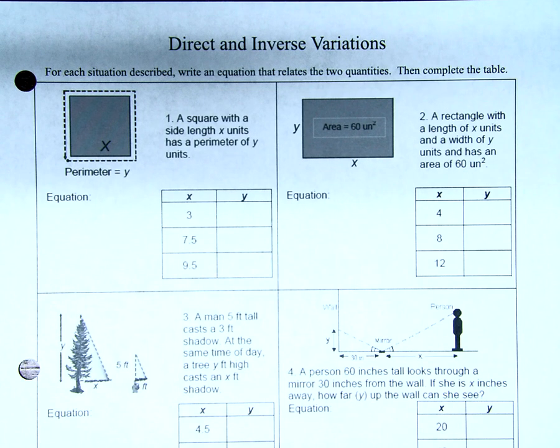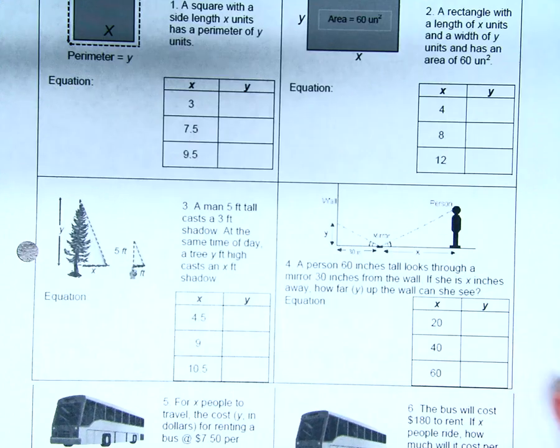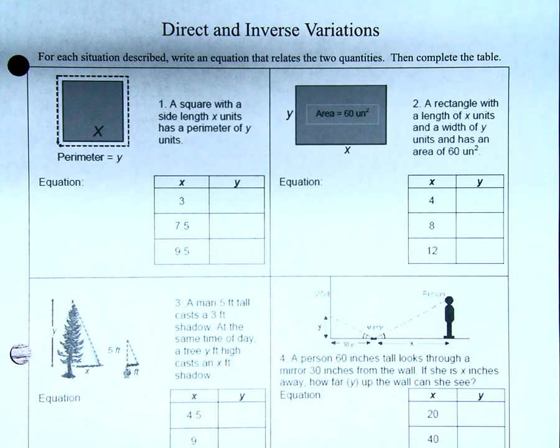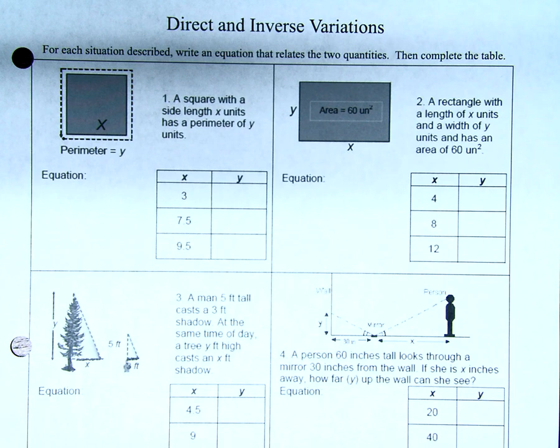All right, let's look at this. Direct and inverse variation. Okay. We're going to fill out the front of this all together, and then we're going to fill out the back half of it together. But we're not going to look at the back yet. It's not time. I'm not mad. We're just not going to look there yet. Let's fill out the front first. Okay.